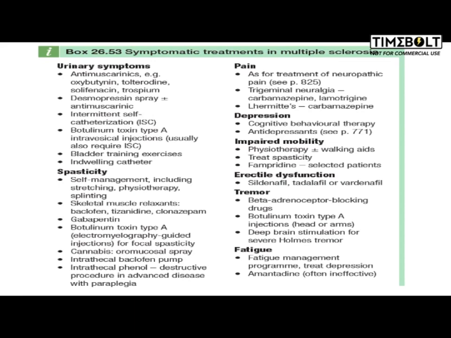Impaired mobility requires physiotherapy, walking aids, and treating spasticity, and dalfampridine, which increases action potential conduction in nerve fibers. Urinary symptoms: for spastic bladder, oxybutynin, tolterodine, solifenacin, and trospium. If there is a flaccid bladder, intermittent self-catheterization is performed. Botulinum toxin type A injection can be used for spastic bladder. Fatigue is treated with amantadine, modafinil; tremor with beta blockers, botulinum toxin injection, and deep brain stimulation for severe tremor.